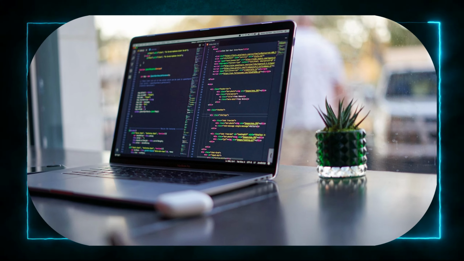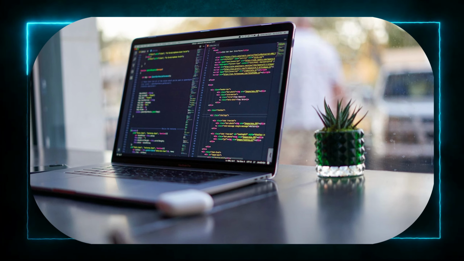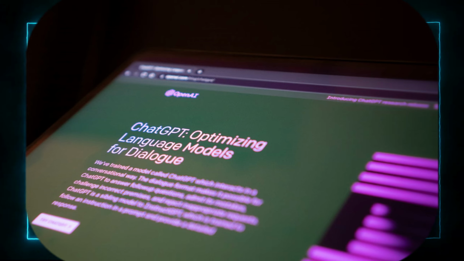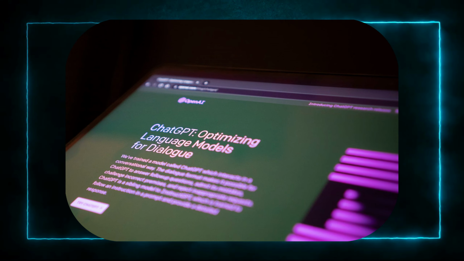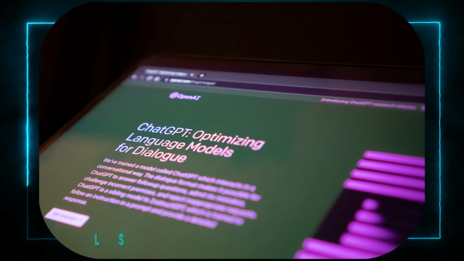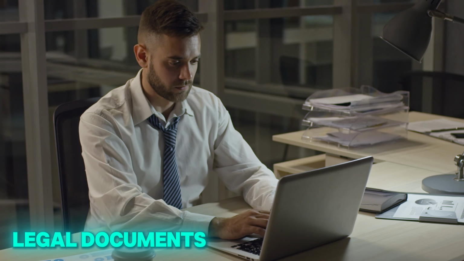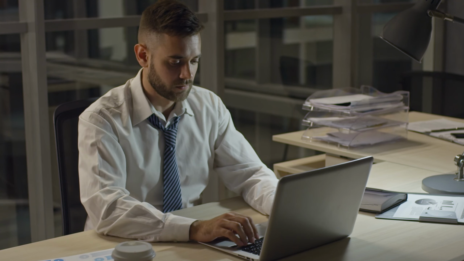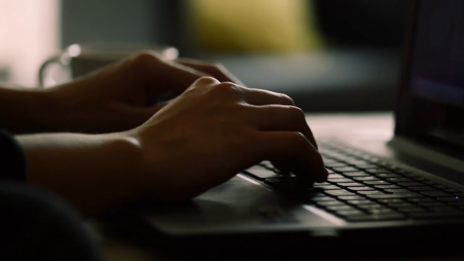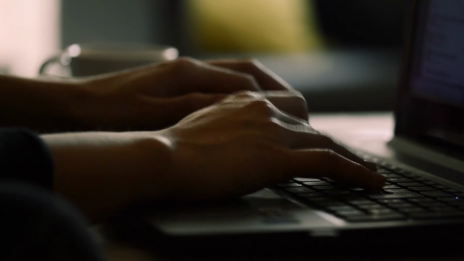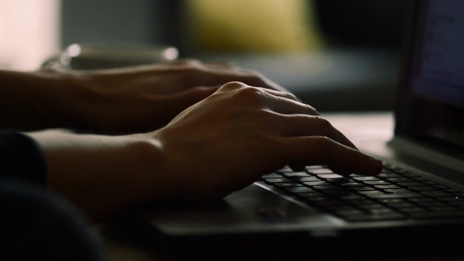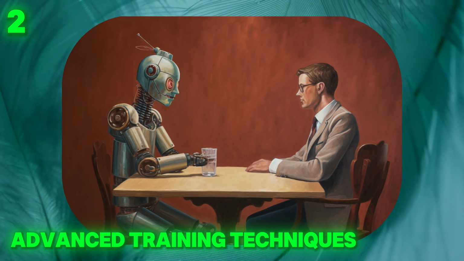Graph neural networks excel at analyzing structured data like knowledge graphs, which enhances GPT-5's ability to navigate context-rich environments such as technical manuals or legal documents. By bridging the gap between sequential text processing and complex network-based understanding, GPT-5 can provide outputs that are both precise and context-aware. Number 2. Advanced training techniques.